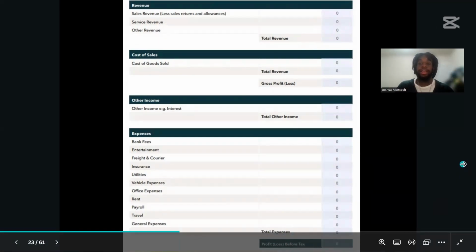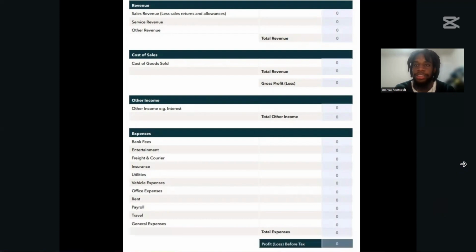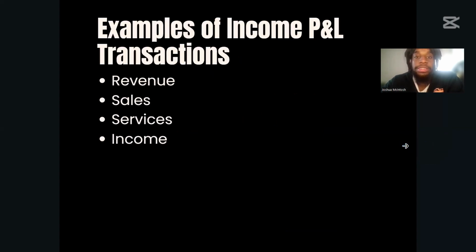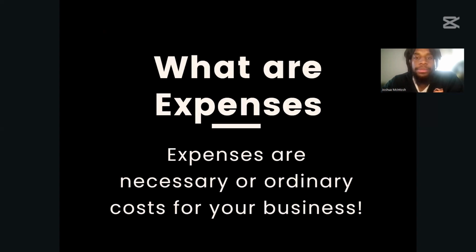Another thing to add is that revenue and expenses are about 90% of the work we're going to do, especially the expenses. We spend most of our time categorizing those. So this is really going to be the bread and butter of a presentation. Revenue is the money you receive from clients or customers. Different names on the transactions may include sales, services, income, or just revenue.